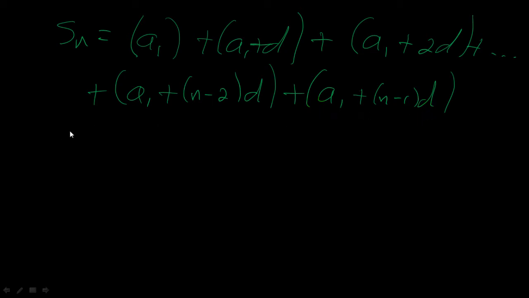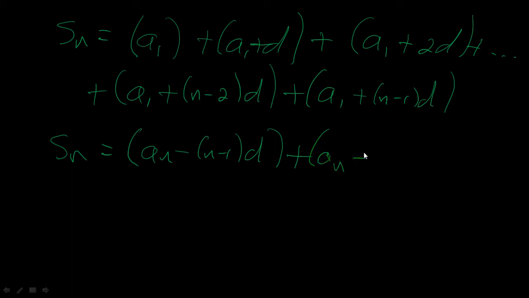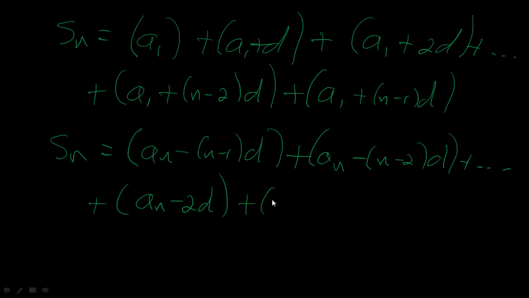The second formula that we derived states the following. Let us just repeat it here. Sn is equal to AN minus N minus 1 D plus AN minus N minus 2 D plus, until we have AN minus 2D plus AN minus D plus AN.